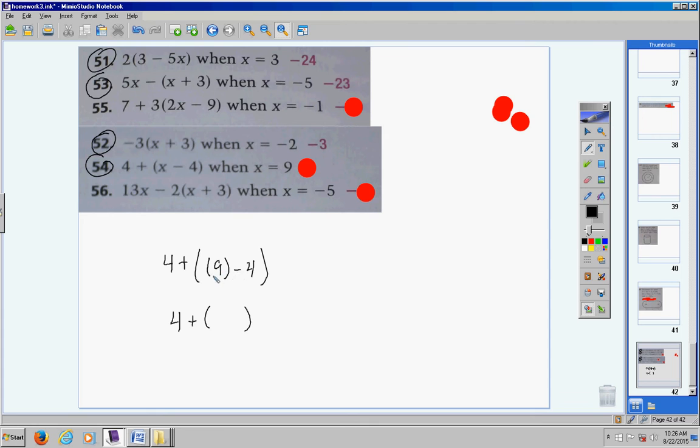You have $9. You pay off a $4 debt, and you're left with $5. Okay? If you want to put a positive, that's fine. Positive is a positive 5. Bring down your 4. Now, combine these two and you will get 9. So the answer is 9. Okay, moving on to number 55.